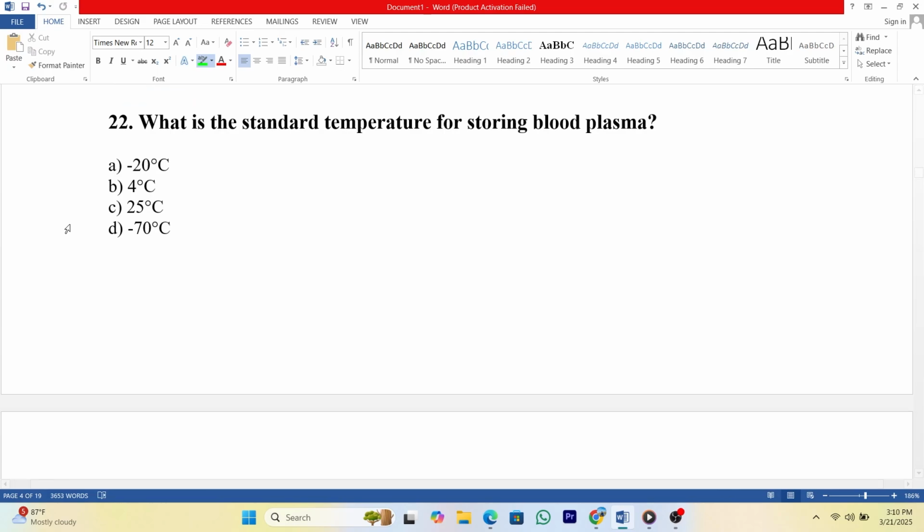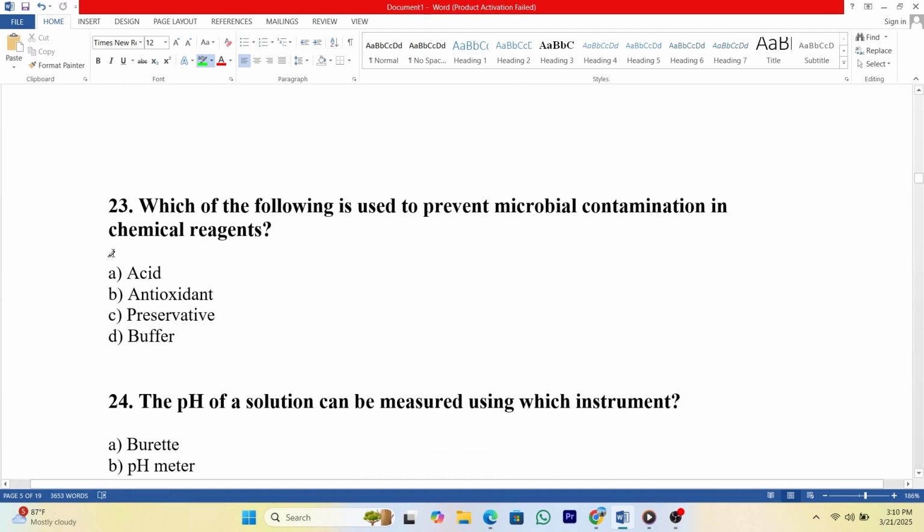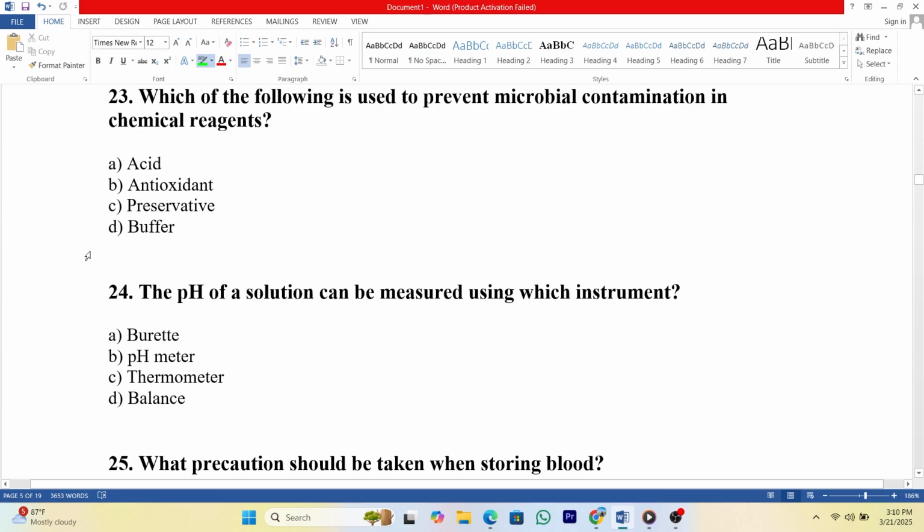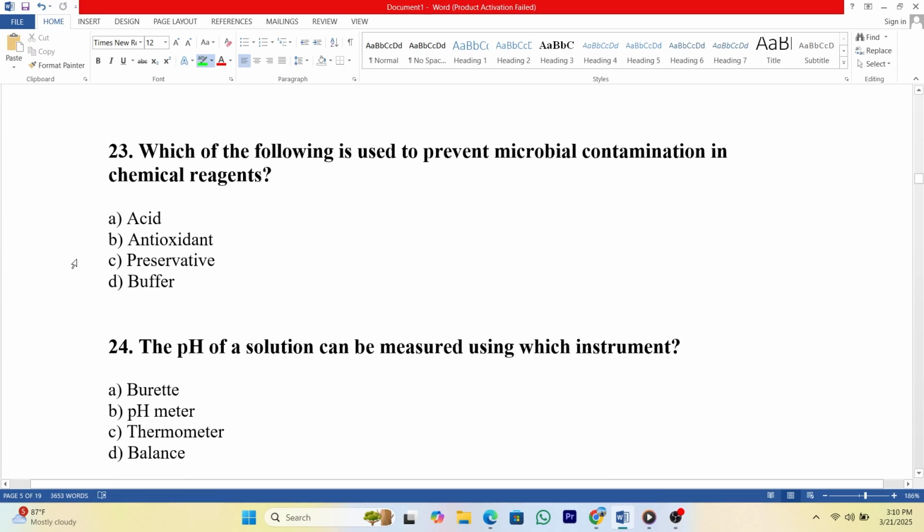A. -20 degrees Celsius. B. 4 degrees Celsius. C. 25 degrees Celsius. D. -70 degrees Celsius. Answer, A. -20 degrees Celsius. 23. Which of the following is used to prevent microbial contamination in chemical reagents? A. Acid. B. Antioxidant. C. Preservative. D. Buffer.